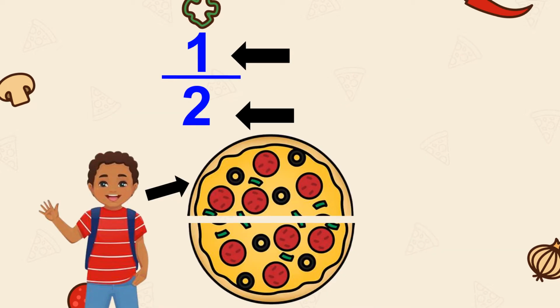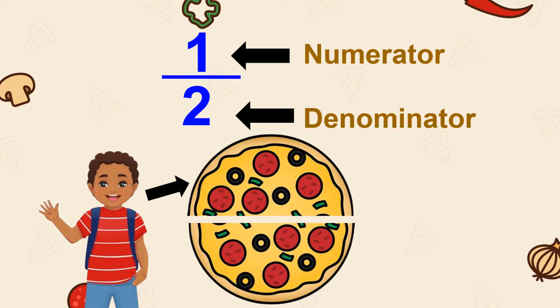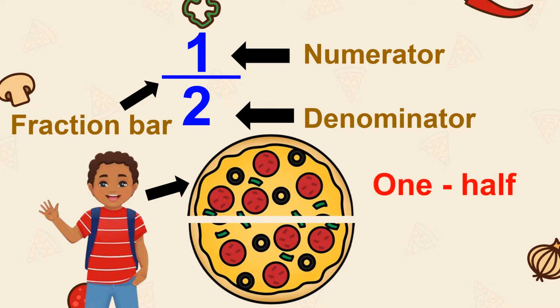The bottom number of a fraction is called the denominator and the top number of a fraction is called the numerator, and the line between the two numbers is called the fraction bar. So we can call this fraction 1 half, or we can say 1 over 2.